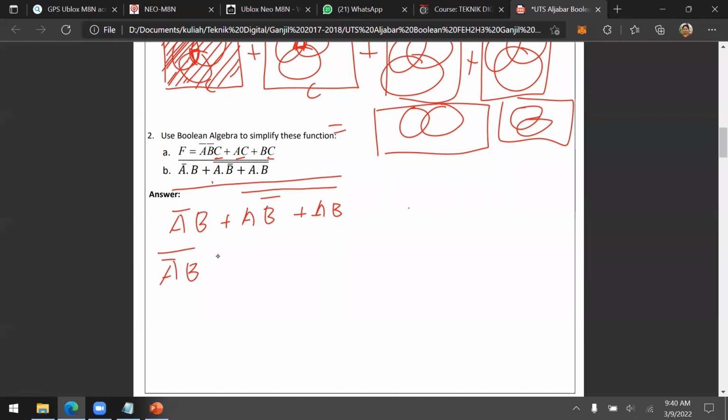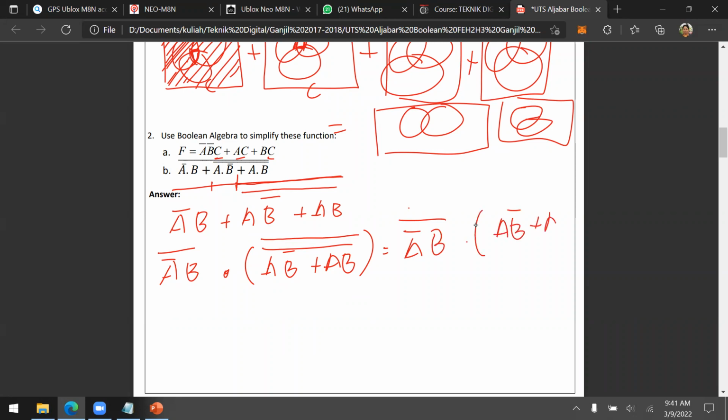To break this one to become A B naught plus A B, and then naught coming from this fraction. And remember, a function that is inverted twice is the function itself. So it becomes A naught B naught times A B naught plus A B. Oops, sorry.